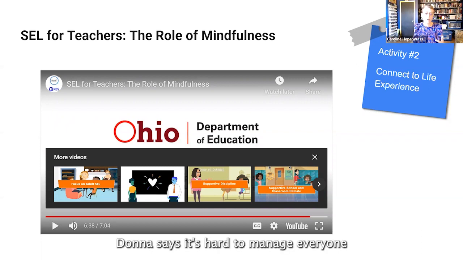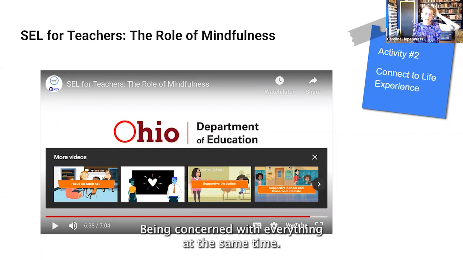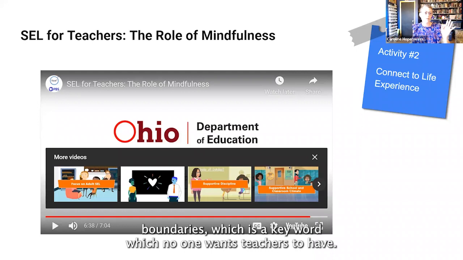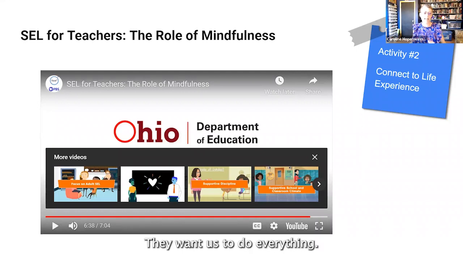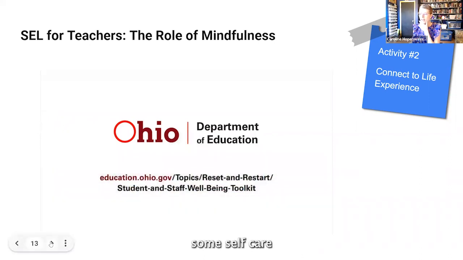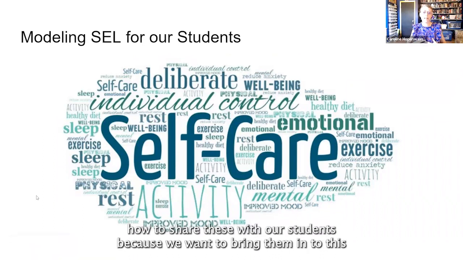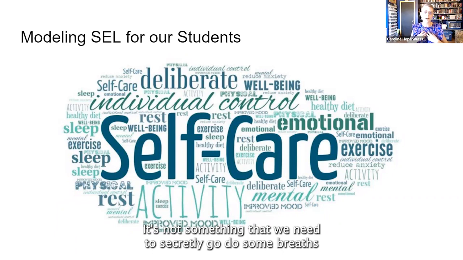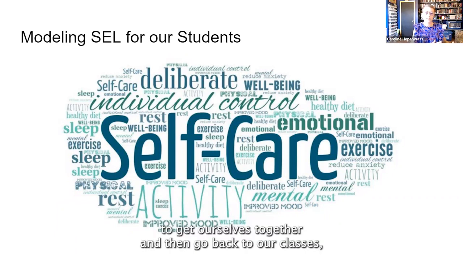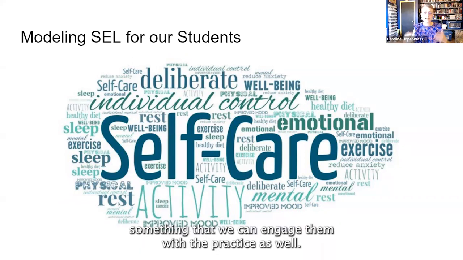Donna says it's hard to manage everyone if we ourselves are in an unmanageable mindset, being concerned with everything at the same time. And Vanessa says, boundaries, which is a key word, which no one wants teachers to have. They want us to do everything. So let's stop and talk about this for a moment and think about some self-care for ourselves, because one of the key strategies here, and then we're going to talk about how to share these with our students, is that we want to bring them into this with us. It's not something where we secretly do some breaths to get ourselves together and then go back to our class. It's something that we can engage them with in the practice as well.